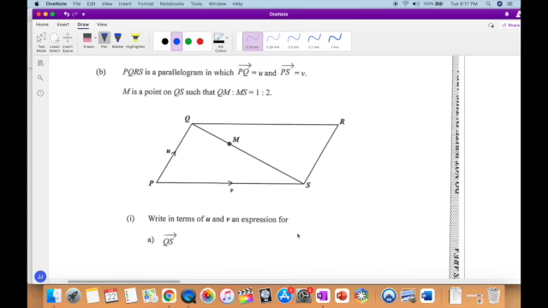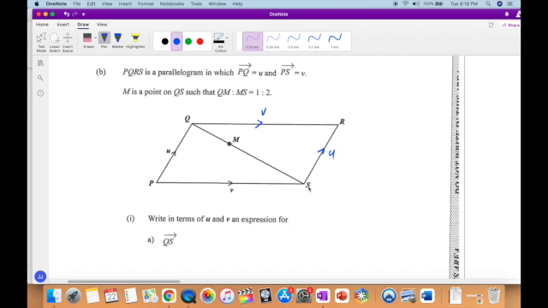PQRS is a parallelogram, in which PQ is equal to U and PS is V. So if PQ is U and it's a parallelogram, that means that this is also U, and this direction is also V, right? Write in terms of U and V an expression for QS.